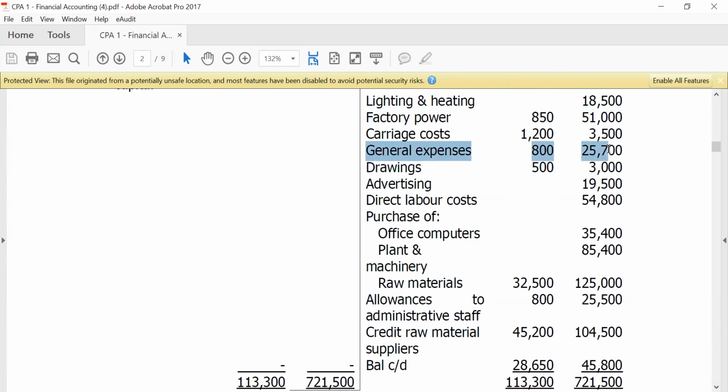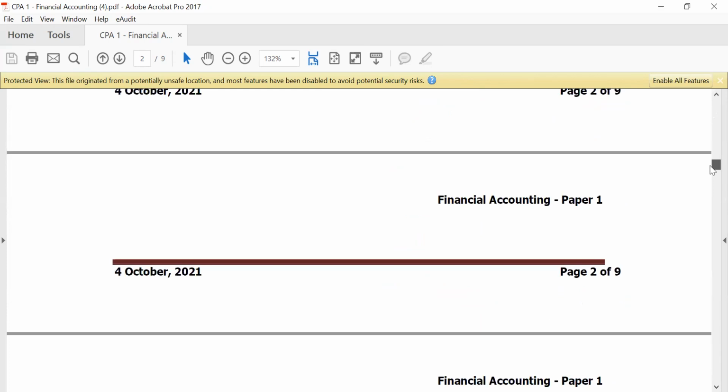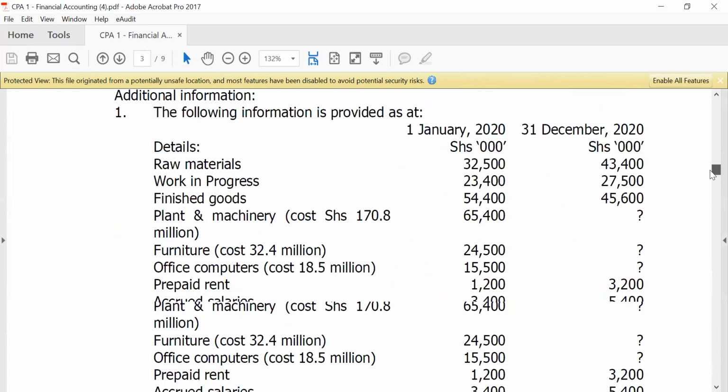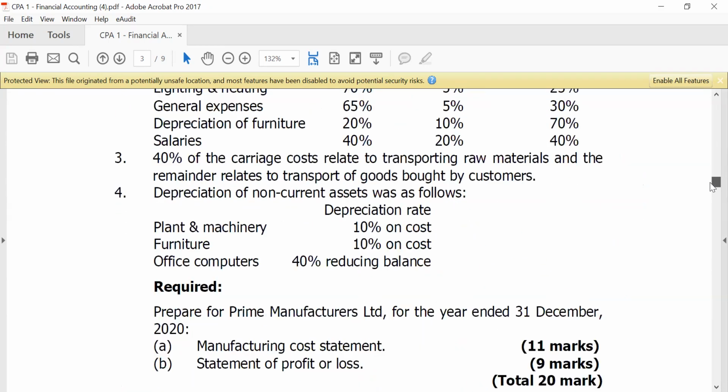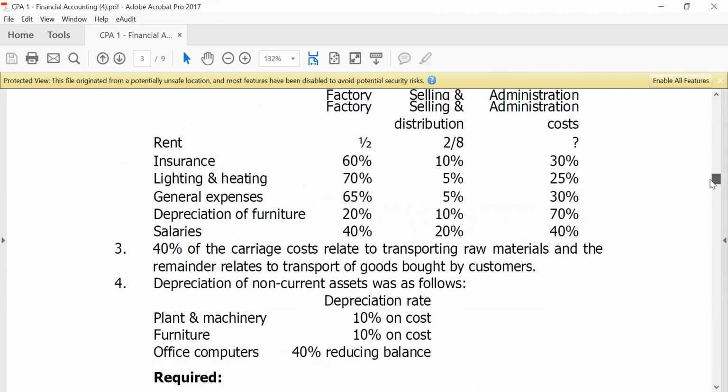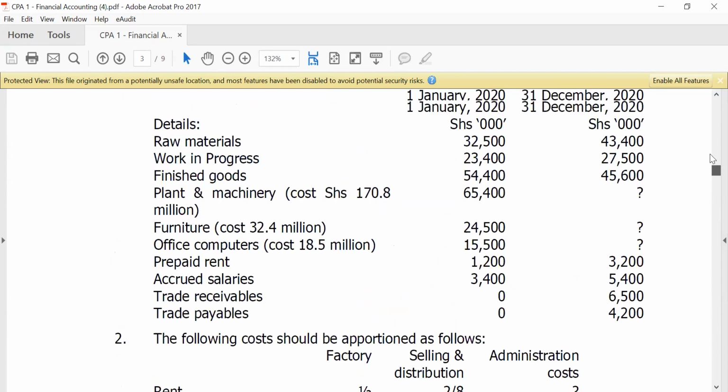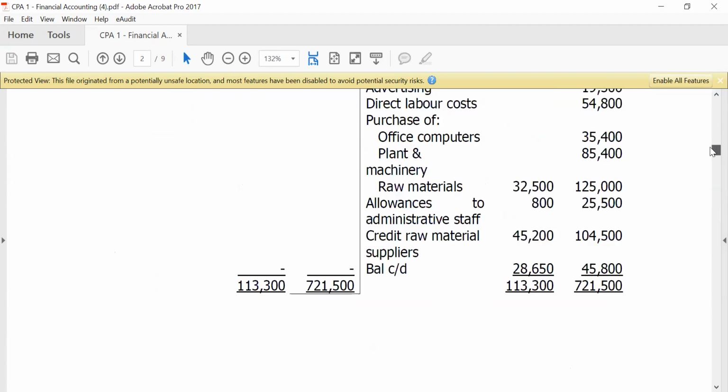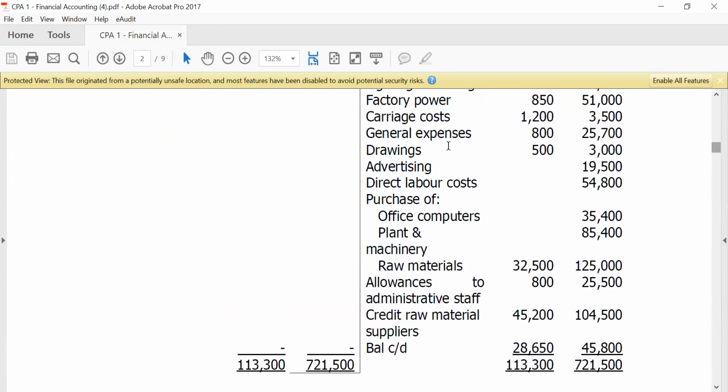General expenses here. What I'm going to basically do, I'm going to ask myself, do I have any additional information on general expenses? No. Do I have any distribution on general expenses? Yes. 65% relates to factory. So my goal is to find the total and do 65% of that. So general expenses, this is what I have. I'm going to find the total.